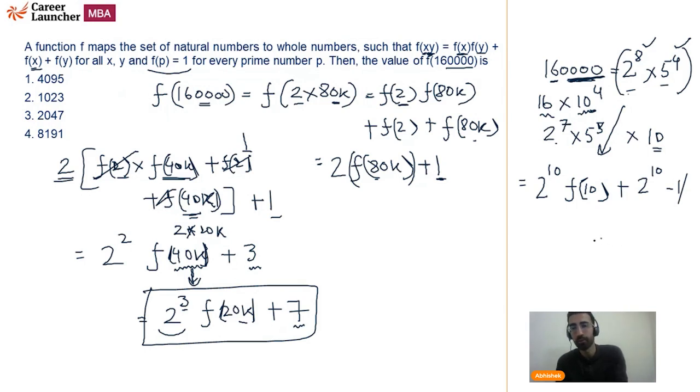Otherwise, you'll have to just do this till the end, and obviously it'll take a lot of time. Even if you're not doing this in the exam, you'll still end up.